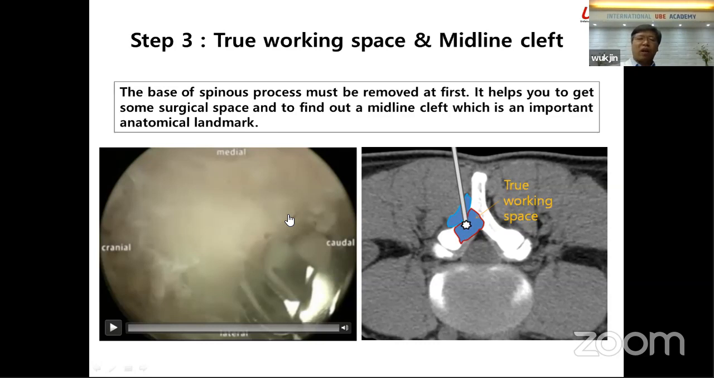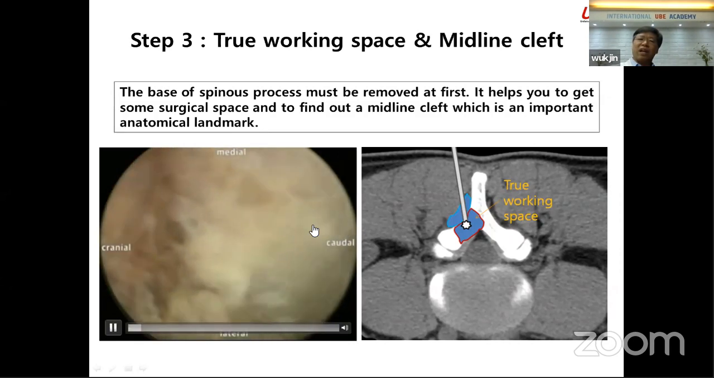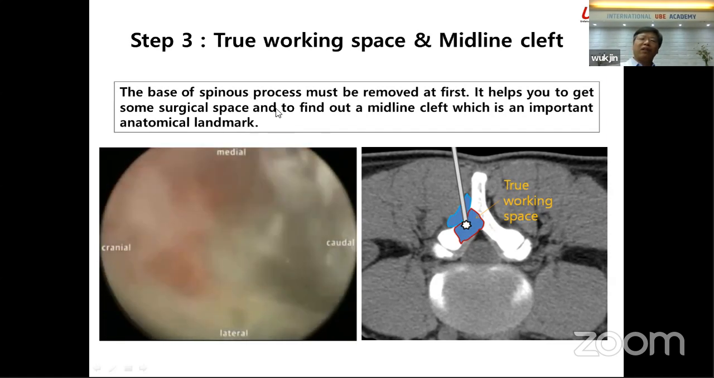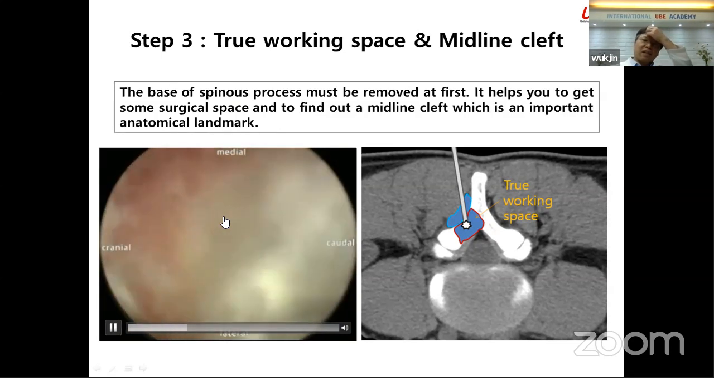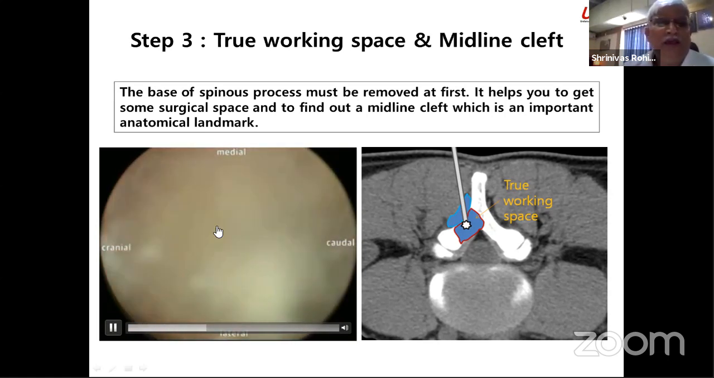To prevent complication and joint violation, the initial starting point is important here. This is the spinous process and lamina. Here is the junctional area, the starting point, drilling here. The bottom is lamina, the top is spinous process. This is the junction area. Drilling starts here. So please, this is key.